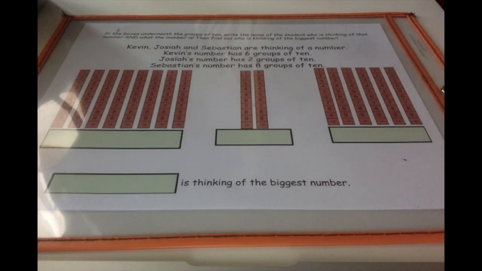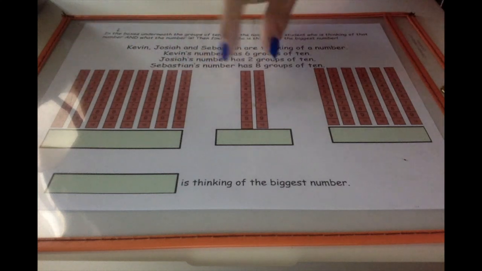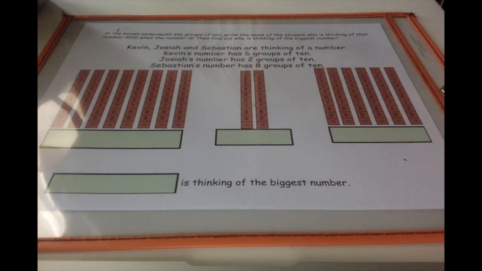So here we have our same word problem. I just printed it out and put it in a protective sheet so I can write on it. So let's read it again. Kevin, Josiah, and Sebastian are thinking of a number. Kevin's number has 6 groups of 10. Josiah's number has 2 groups of 10, and Sebastian's number has 8 groups of 10. So now we have our 3 different numbers, and in the boxes we have to label first who is thinking of that number and what the number is.